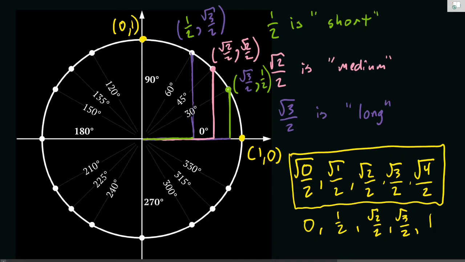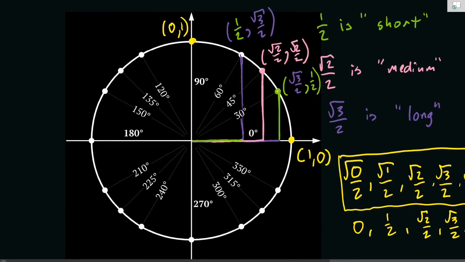So now we can figure out our values in the other quadrants. And this is where it starts to get a little bit tricky. Because now we aren't just going positive to the right, positive up. Now we are going negative because we're going to the left.